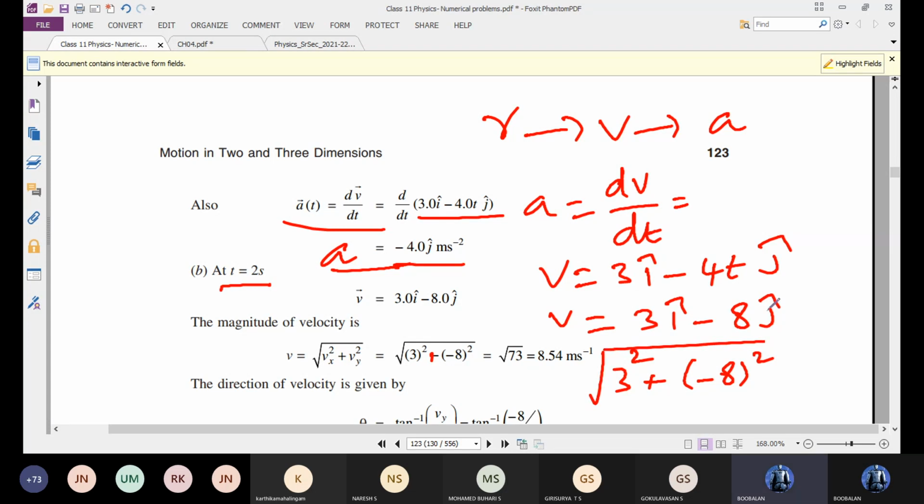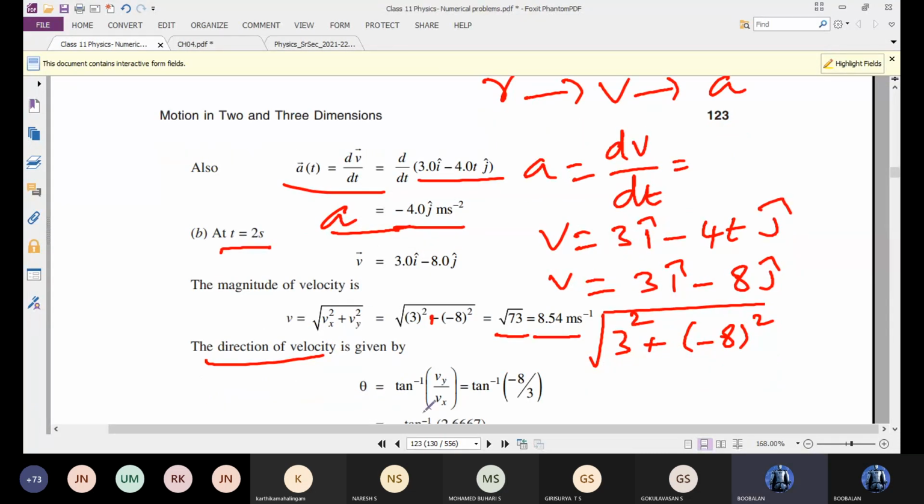So 3 square plus 8 square, what is the answer? Check whether it is right or wrong. 73. So it is right. So root 73. In case you know it, you can take the root value. Otherwise, up to root 73 is also okay. 8.54 meter per second.